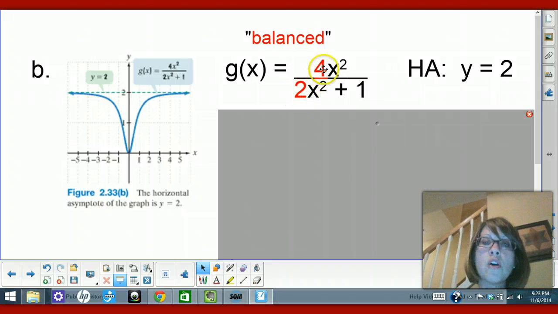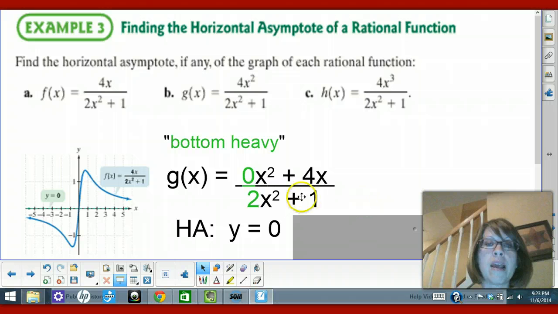It's the ratio of the leading coefficients for the numerator and denominator. So 4 over 2 is 2. Okay? In the previous example, I had done 0 over 2 because we had to add this 0x squared into the numerator. Let's take a look at part C.